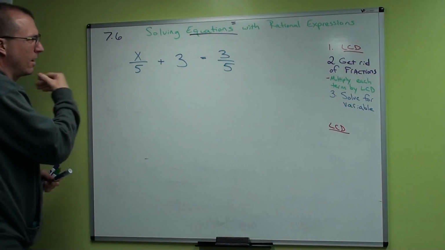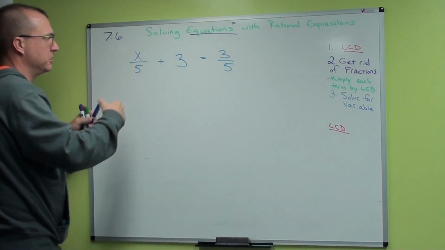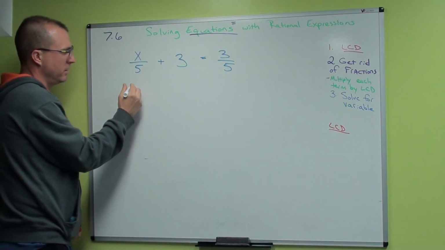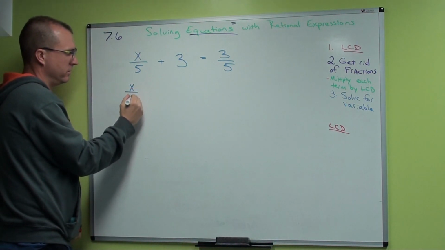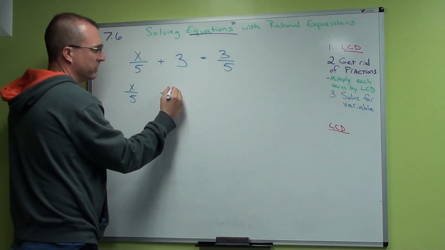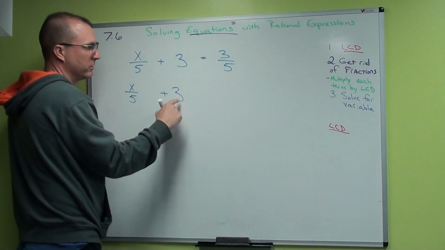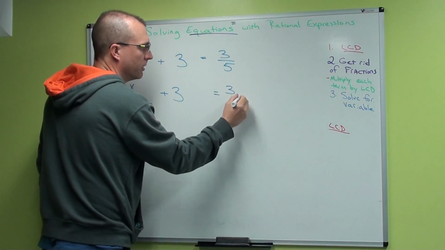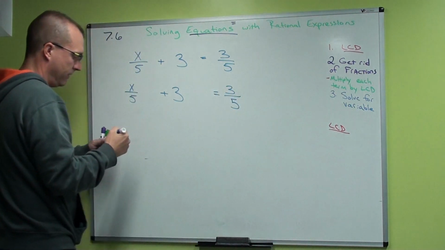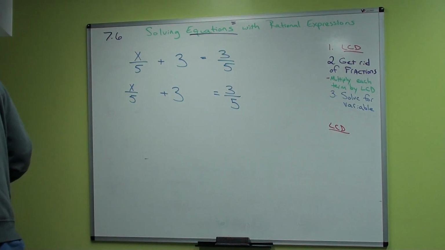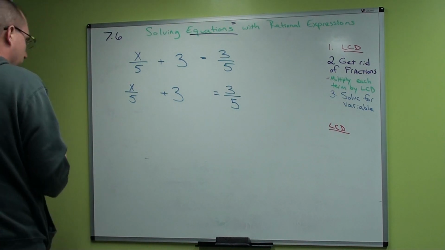Okay. Original problem. I'm going to write it with space in between. So I have x over 5 plus 3. I don't have to write anything here. No denominator. Just keep it as a whole number. Equals 3 over 5. Okay. Make sure I wrote it right. I did write it correctly.